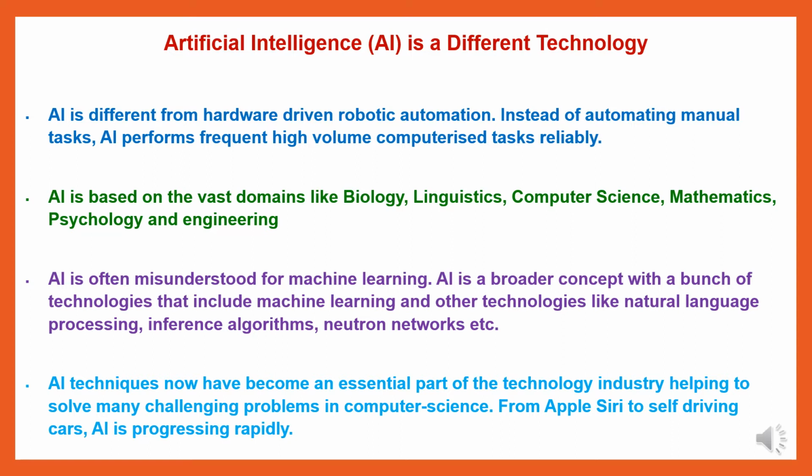Artificial intelligence is often mistaken for machine learning. Artificial intelligence is a broader concept with a bunch of technologies that include machine learning and other technologies like natural language processing, inference, algorithms, and neural networks, etc. AI techniques have now become an essential part of the technology industry, helping to solve many challenging problems in computer science. From Apple Siri to self-driving cars, artificial intelligence is progressing rapidly.